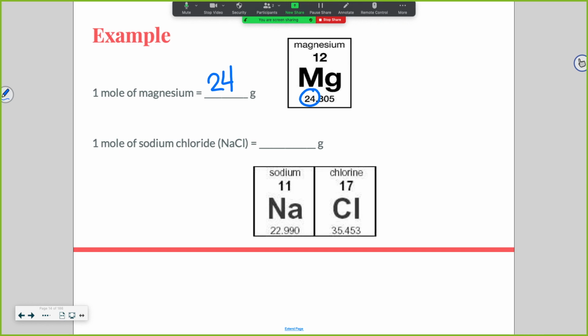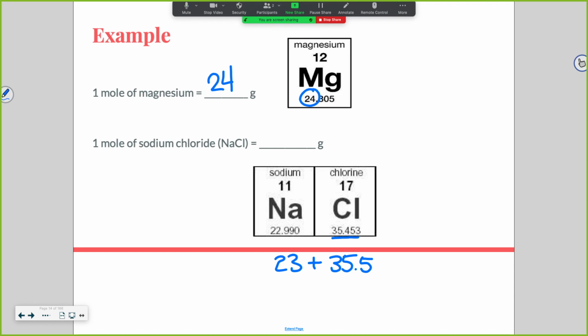Sodium chloride is a compound, so now I need to add them together. 22.9 rounds up to 23, plus, here's that chlorine. Remember, nearest half, 35.5. All right, and so what would be my total? It says 35.45, and you need to go to the nearest half.